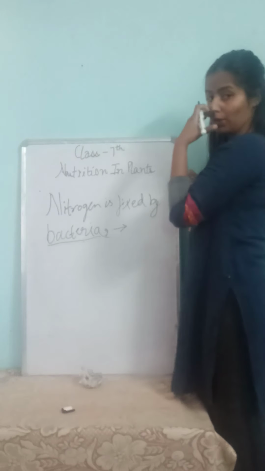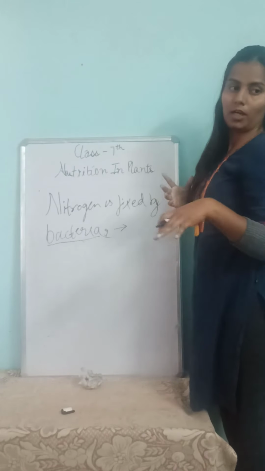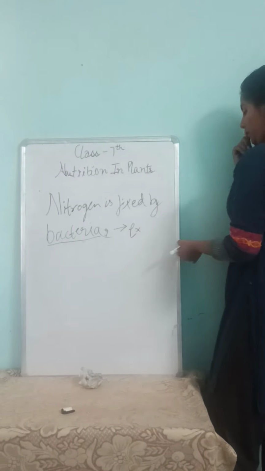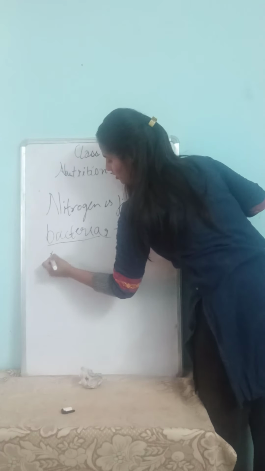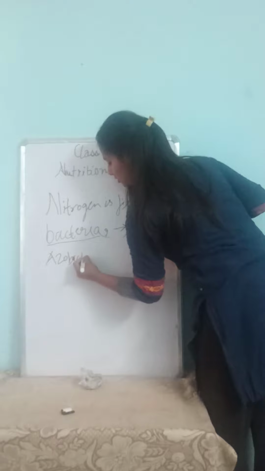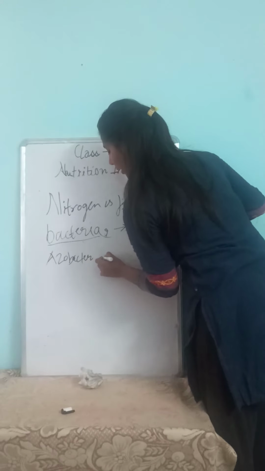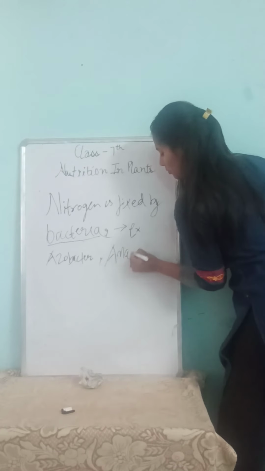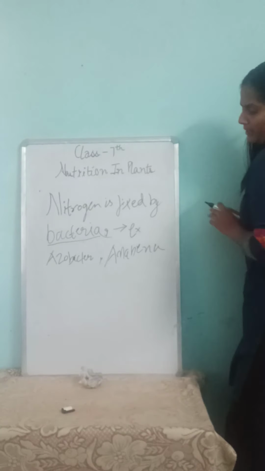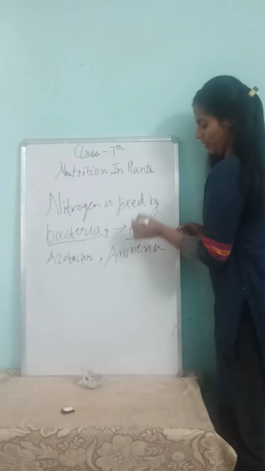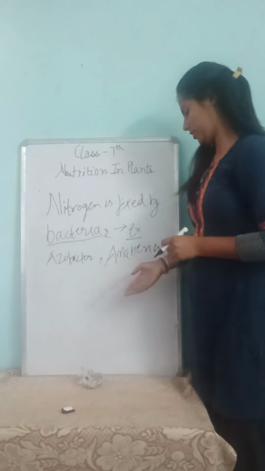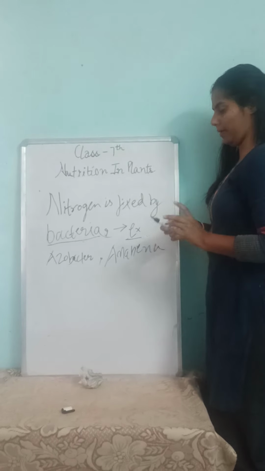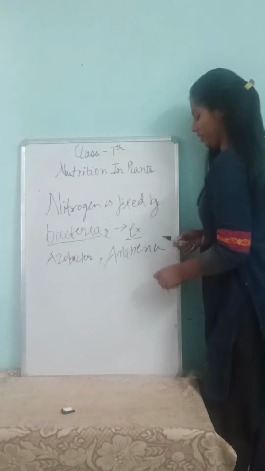In the NCERT book, the names are not mentioned, but I want to give examples. Like for example, bacteria like Azotobacter and Anabaena. So these are the bacteria's names. I have given you the example. Azotobacter and Anabaena are the nitrogen fixation bacteria, so they help in nitrogen fixation.